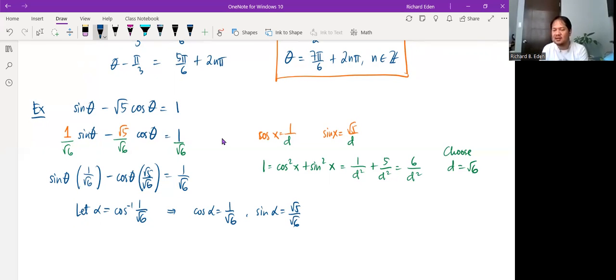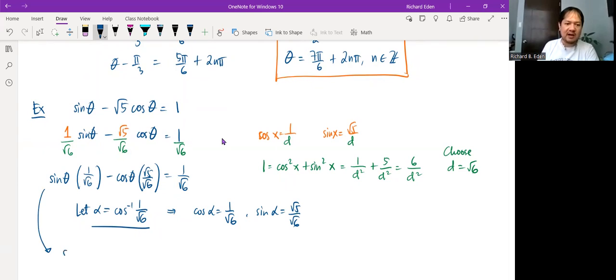We can find alpha. We don't have to find alpha. Just let alpha be cosine inverse of 1 over the square root of 6. It's a specific angle. Do we have a closed, convenient, nice form for it? No. But it is what it is. Cosine inverse of 1 over the square root of 6, whatever that is. Okay. But how it allows us to proceed is as follows.